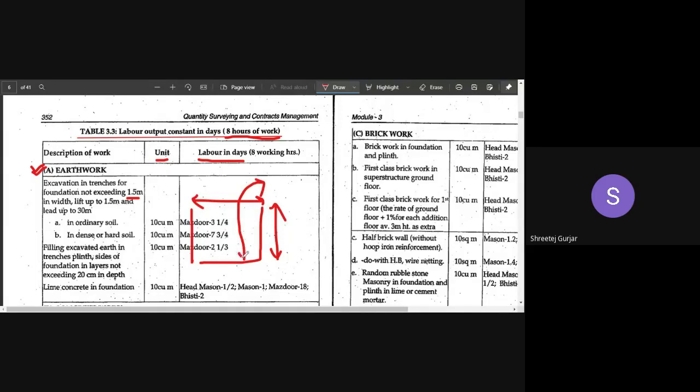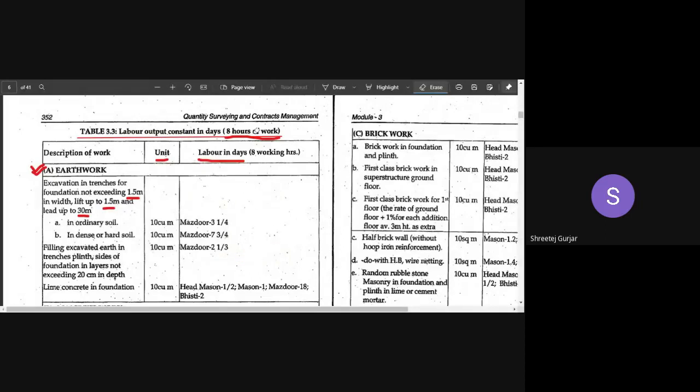The lowest that you go is 1.5 meters. So this particular soil you have to lift for 1.5 meter, and you have to lead, meaning you have to dump that particular soil at a lead of 30 meters. You cannot store or heap your soil just beside your trench. You have to give some gap of 30 meters. So lift of 1.5 meter and lead of 30 meters, for this kind of trench work in ordinary soil.